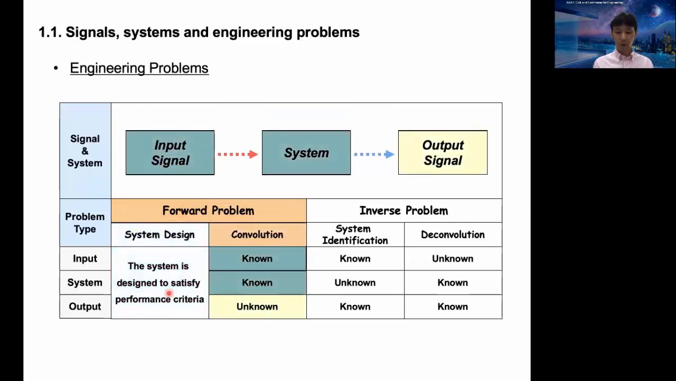And convolution is when we know the input and the system. So then from there we can predict the output response. It's called a convolution problem.